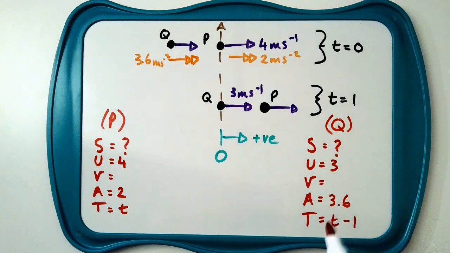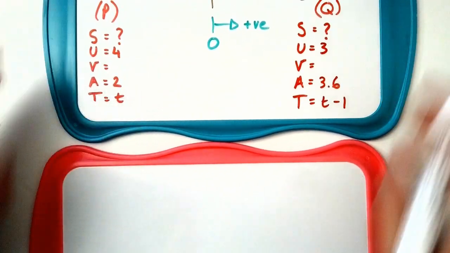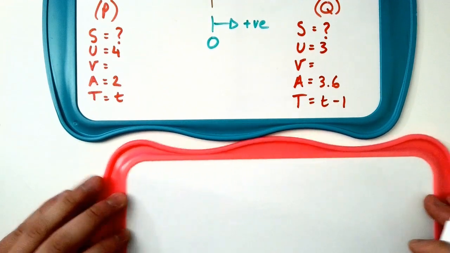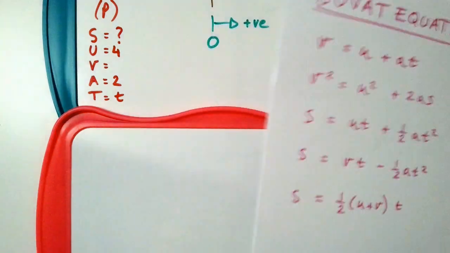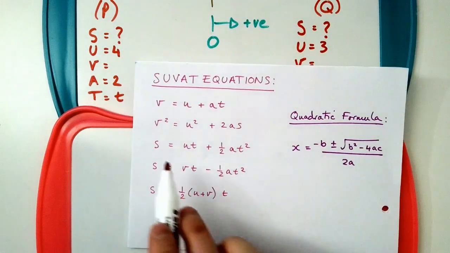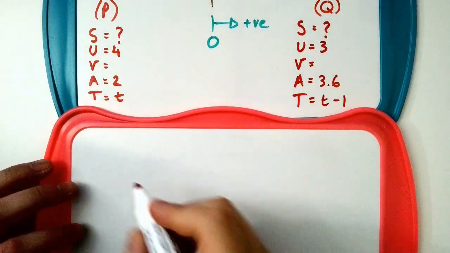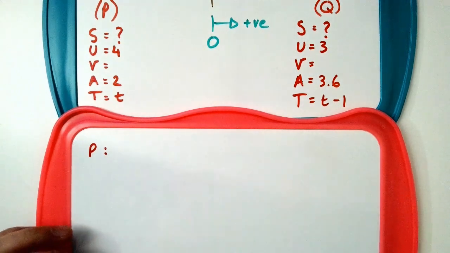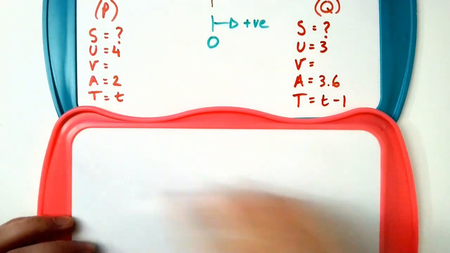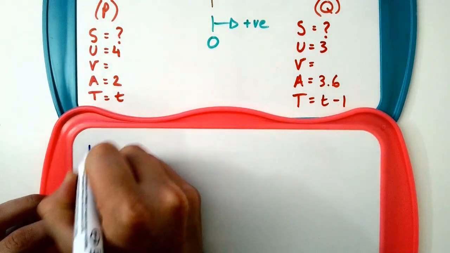Now, so now we can kind of forget about the diagram, we've moved on. Now we've just got to think about the equation we're going to use. We've got 4 out of the 5 parameters, and I know it's going to be s equals ut plus half at squared. So I'm going to write that down for P, maybe in a different color, in blue.